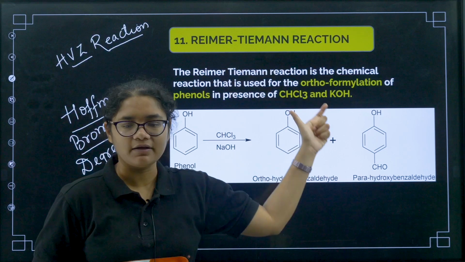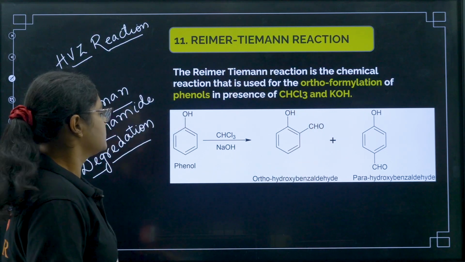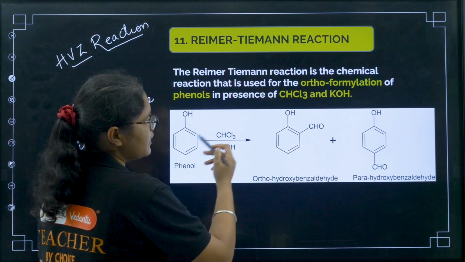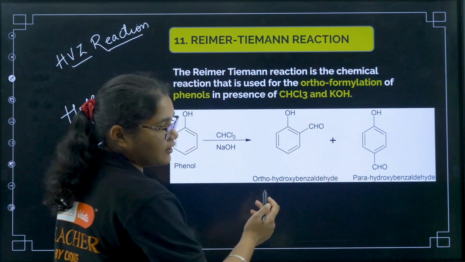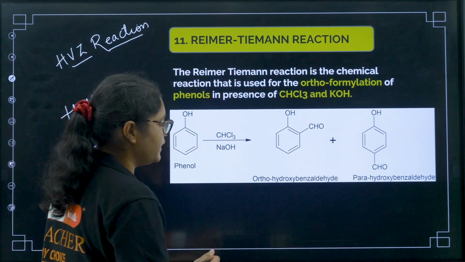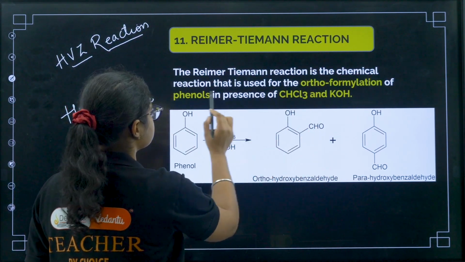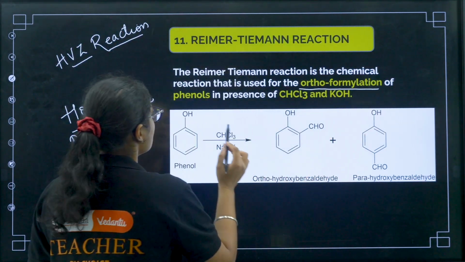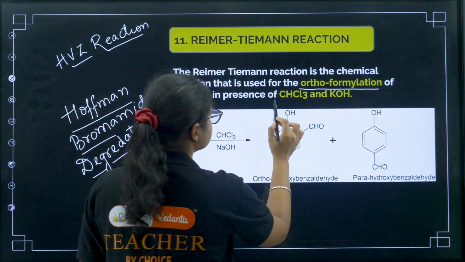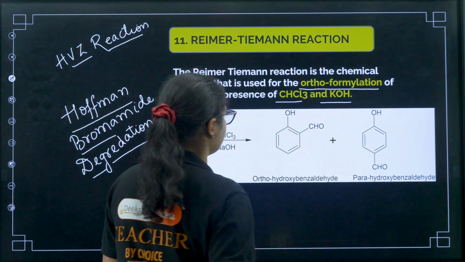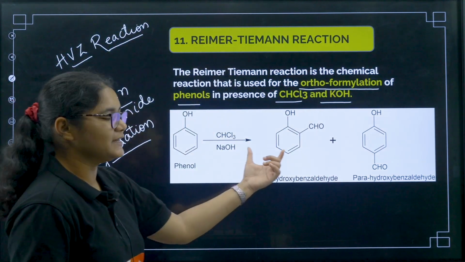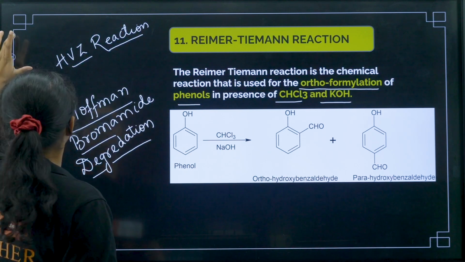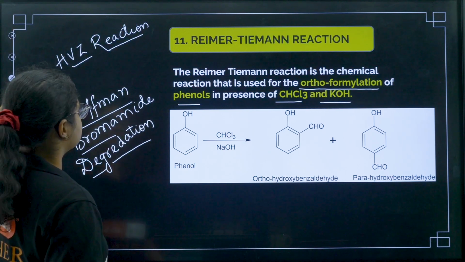For R we have Reimer-Tiemann reaction. What happens? You just take phenol and convert it into salicylic aldehyde. The Reimer-Tiemann reaction is used for the ortho-formylation of phenols in presence of CHCl3 and KOH. So you get salicylic aldehyde. Clear?